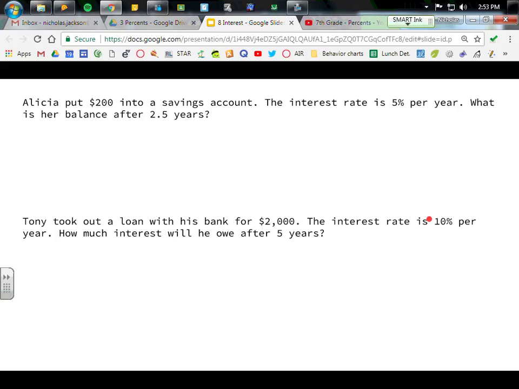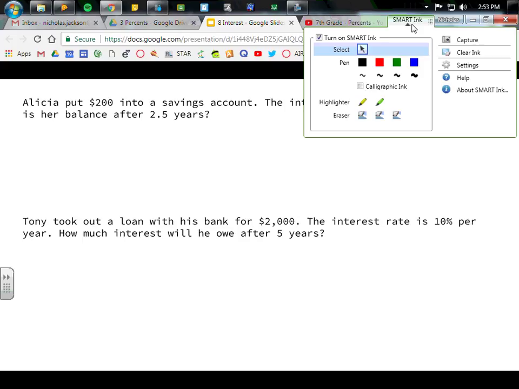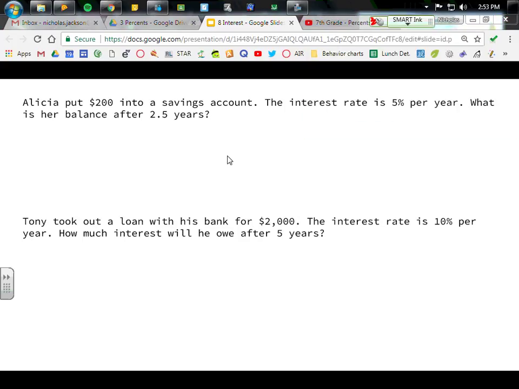Let's do a few problems together. So Alicia put $200 into a savings account. The interest rate is 5% per year. What is her balance after 2.5 years? So first, to find the interest, let's plug in what we know. Interest is principal times rate times time. So our principal is $200. That's how much she opened the account with.